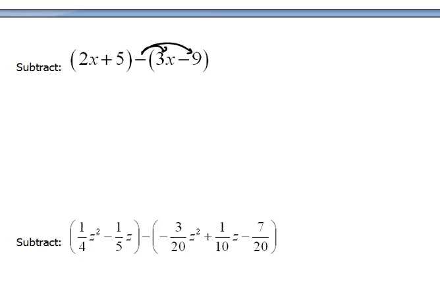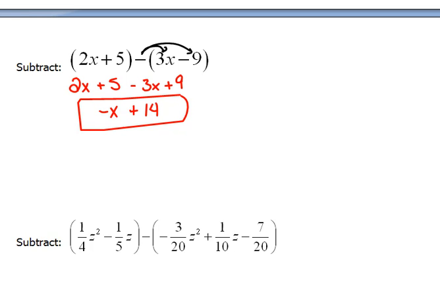So let's rewrite this problem. Doing the distribution, we will have the 2x plus 5, and then minus the 3x is minus 3x, minus the negative 9 is a positive 9. Now we combine like terms. We can combine our 2x and our negative 3x to get a negative x, and we can combine our 5 and our positive 9 as a positive 14. Nothing else will combine, so we're done with this problem.